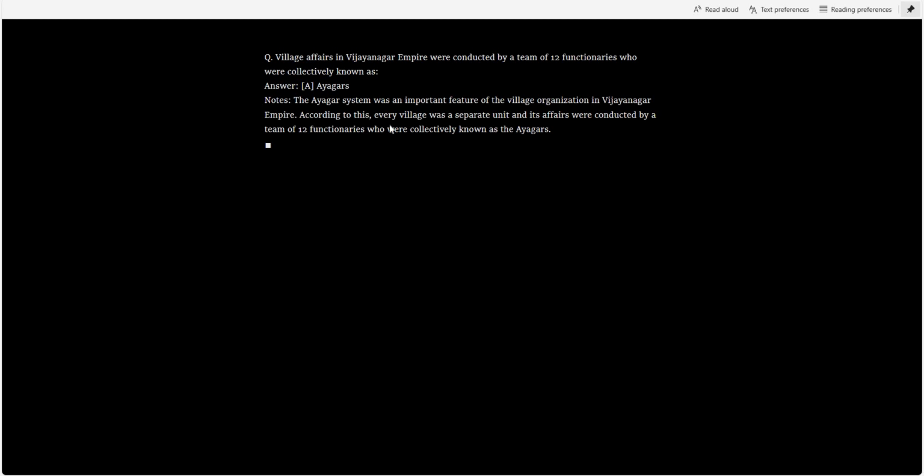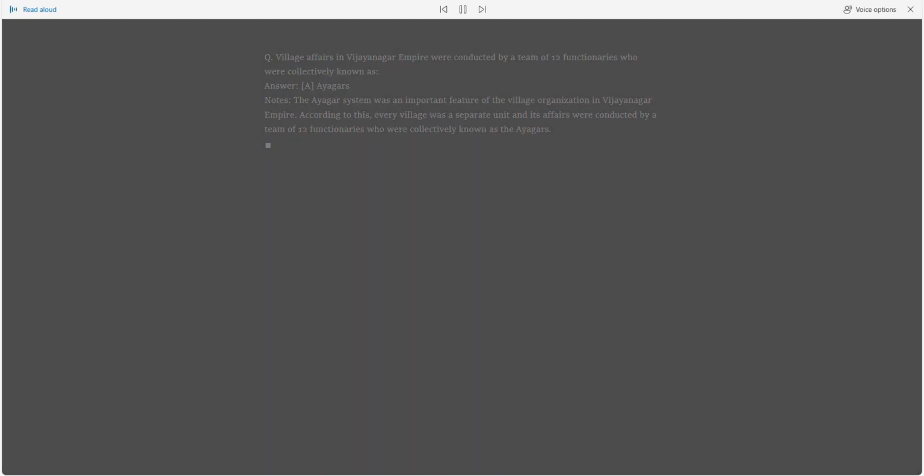So let's get a bit of understanding of what these Nayakara and Ayagar systems are all about. Let's just have a reading. Village affairs in the Vijayanagara Empire were conducted by a team of 12 functionaries who were collectively known as the Ayagars. The Ayagar system was an important feature of village organization in the Vijayanagara Empire. According to this, every village was a separate unit and its affairs were conducted by a team of 12 functionaries who were collectively known as the Ayagars.